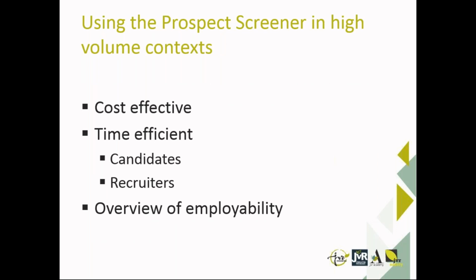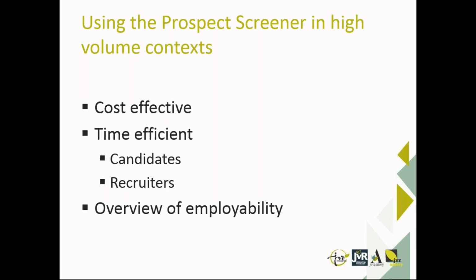Moving on. So, the point of this webinar: why do we use the prospect screener in your high volume context? Well, firstly, it is cost effective. As of 2018, when this webinar was made, the price of an individual prospect screener report is 70 Rand. If you put that into context of how expensive assessments are, I think this is a very cost-effective tool to start off your selection process, as you can see which candidates you should be spending further time and energy on, and which are just not suitable for the role and should rather be screened out.